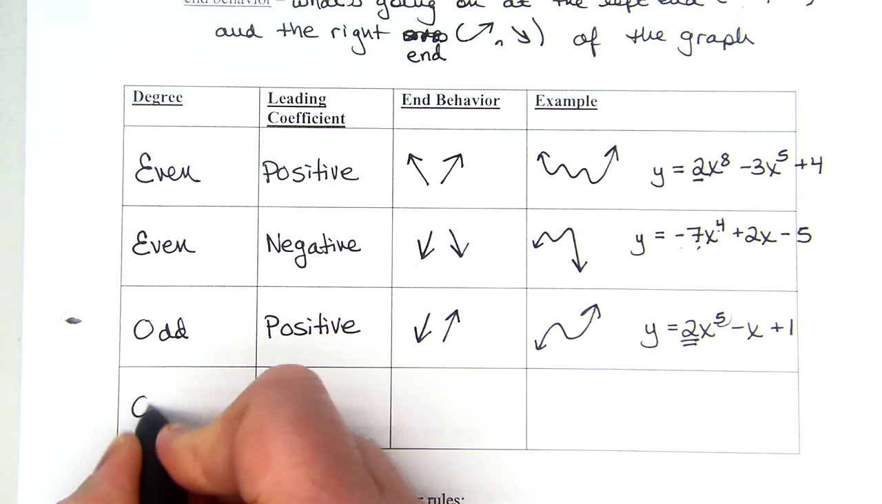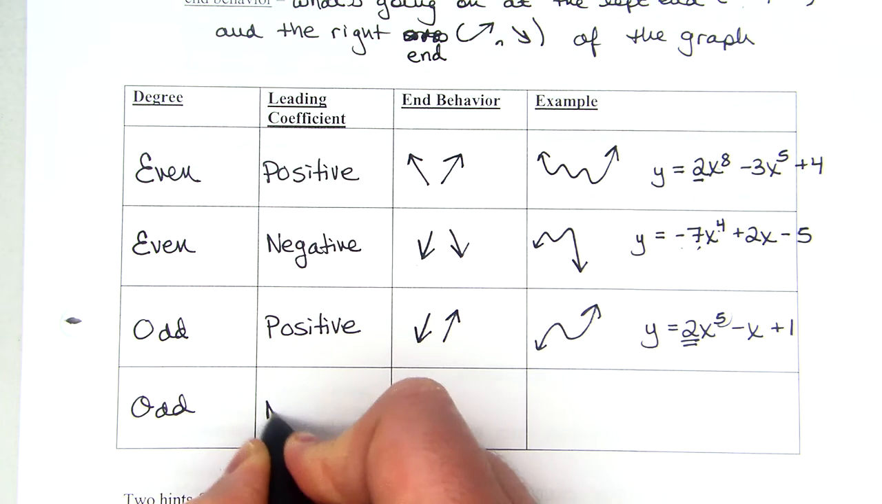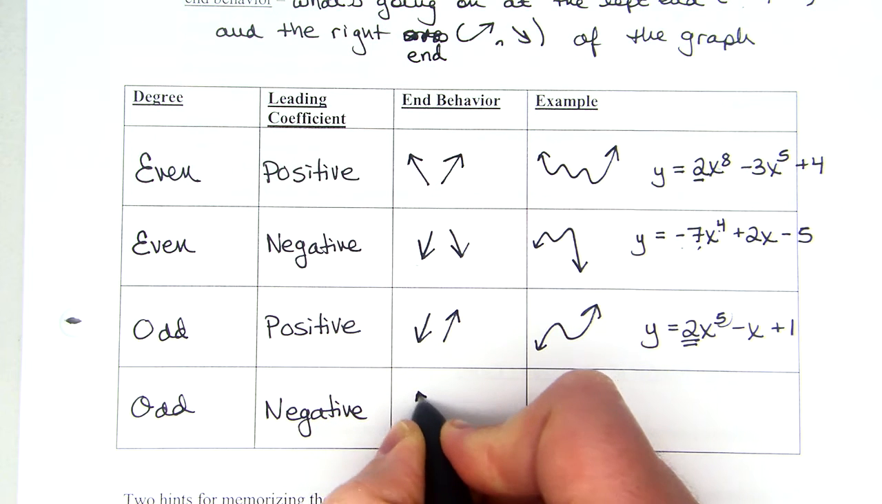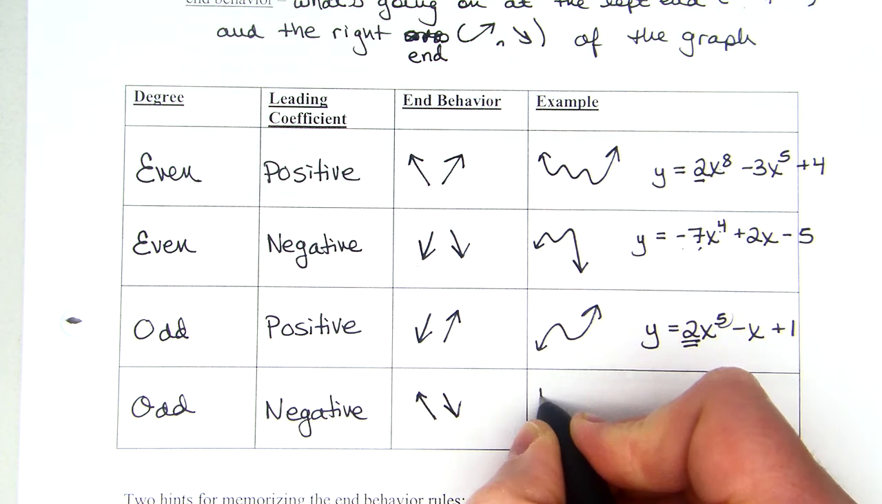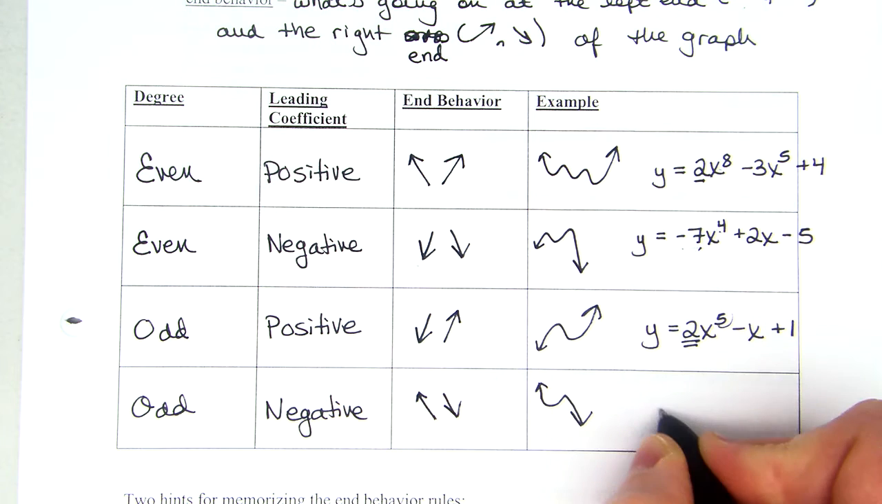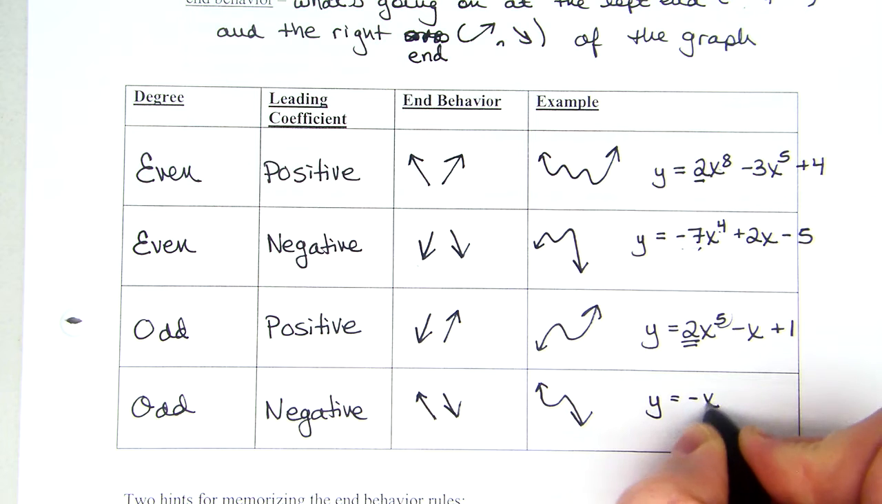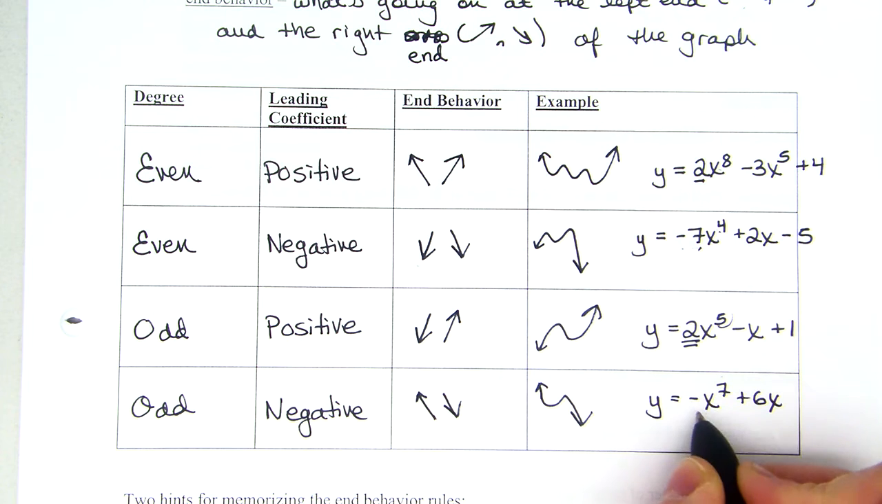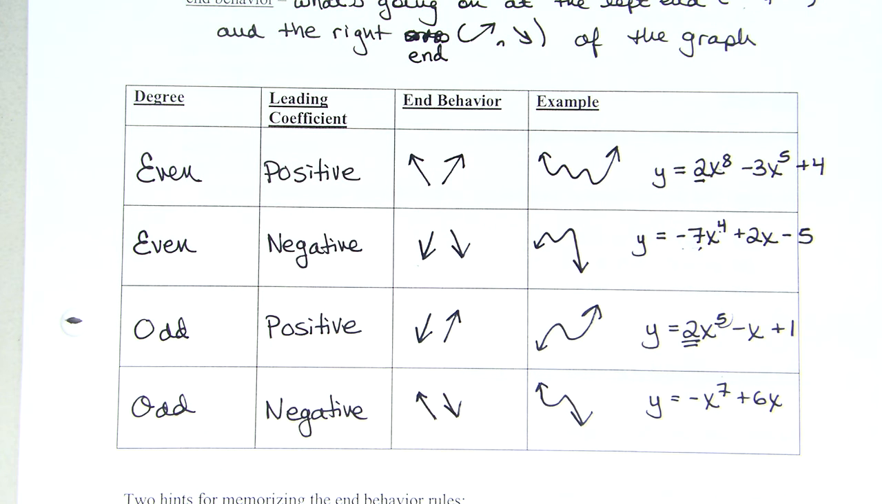Our final type is an odd degree with a negative leading coefficient, and this would go up to the left and down to the right. Maybe something kind of like that: y equals negative x to the 7th plus 6x. Odd power, negative number out front. Please make sure this chart is copied into your notes. So this chart will need to be memorized.